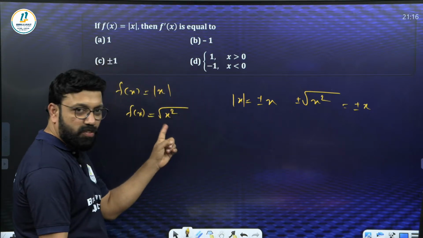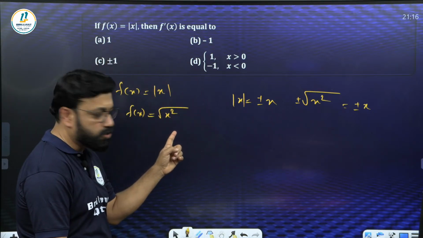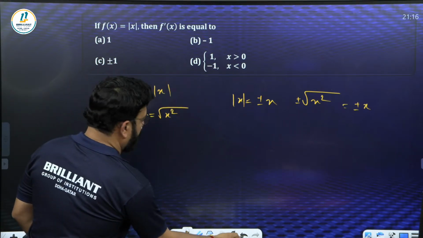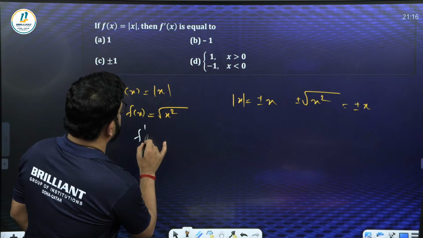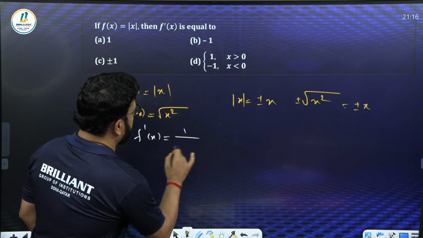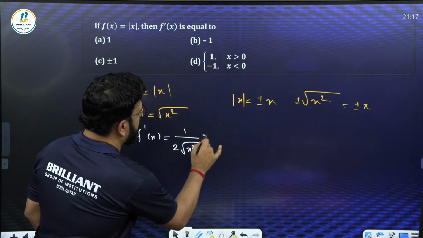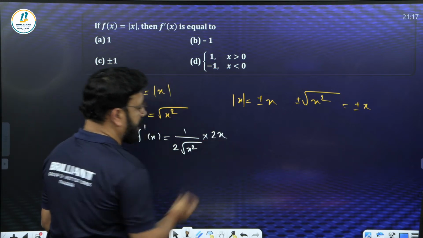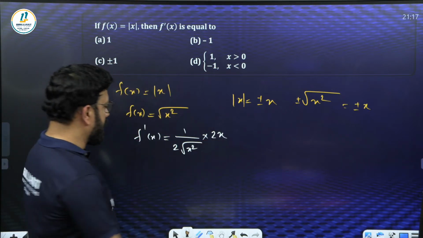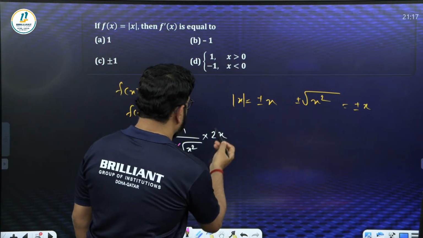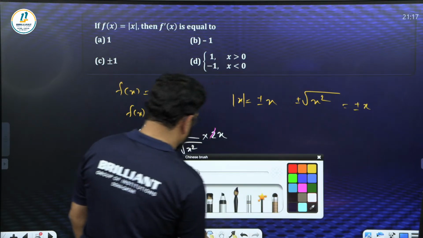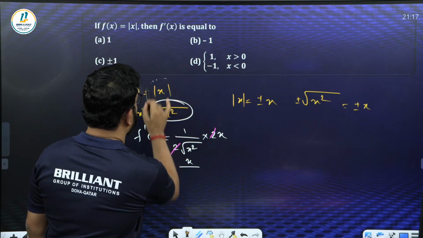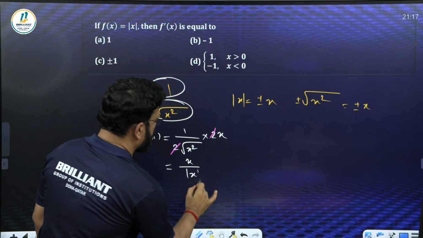Now take the derivative of this function. What's the derivative of root of x square? Chain rule. f dash x equal to 1 by 2 root of x square into derivative of x square, which is 2x. 2 will be cancelled here. Then x by what? x by root of x square goes to what? Mod x. x by modulus of x.